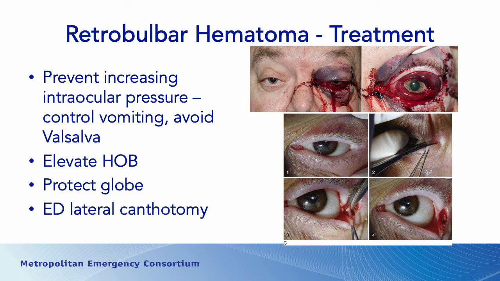This can be an eye and vision saving procedure. It is very quick to do. I've only done a couple of them over the years. I don't ask for permission. I do it because I'm worried about loss of vision to the eye. So it can be a vision saving procedure. So this is what we call a lateral canthotomy.